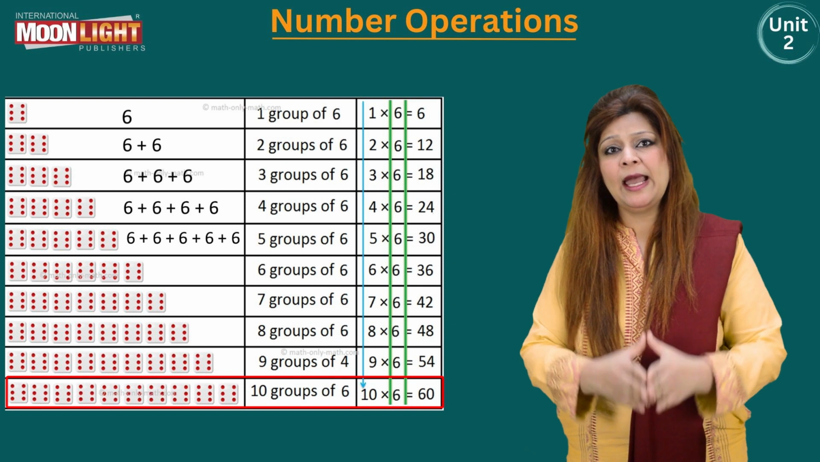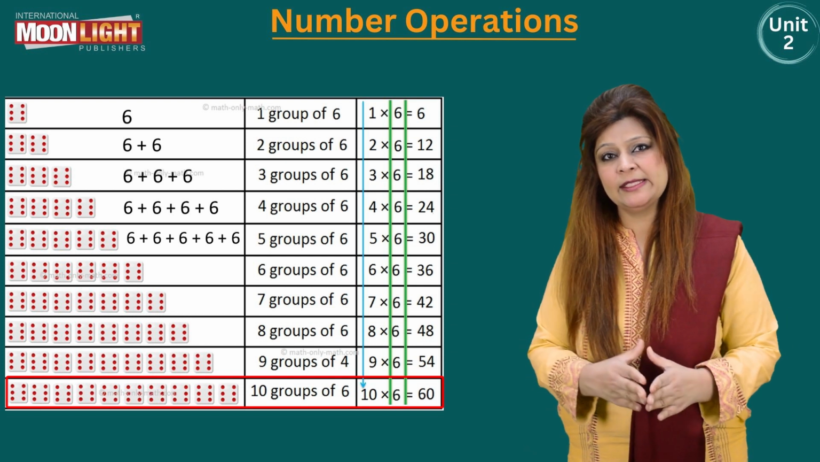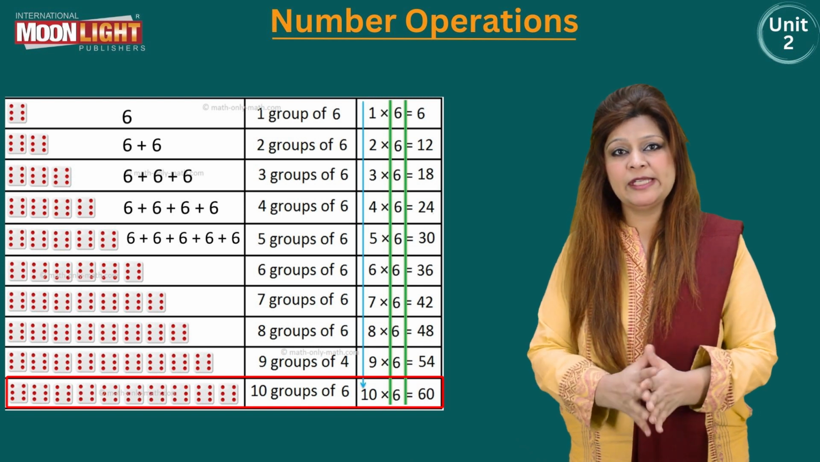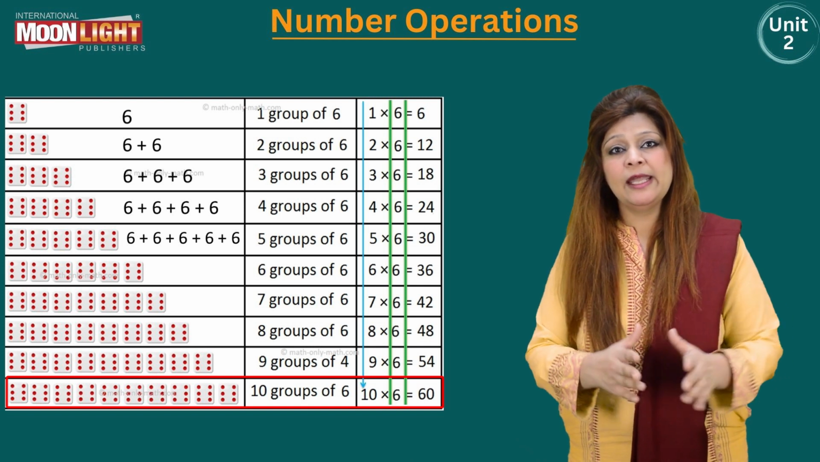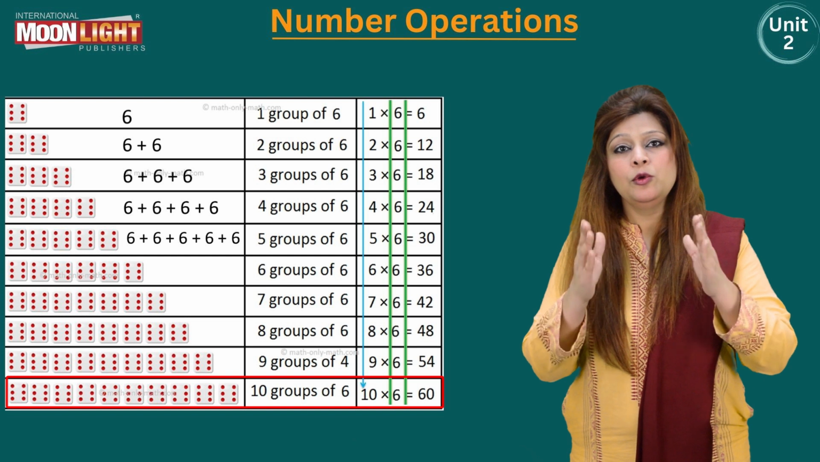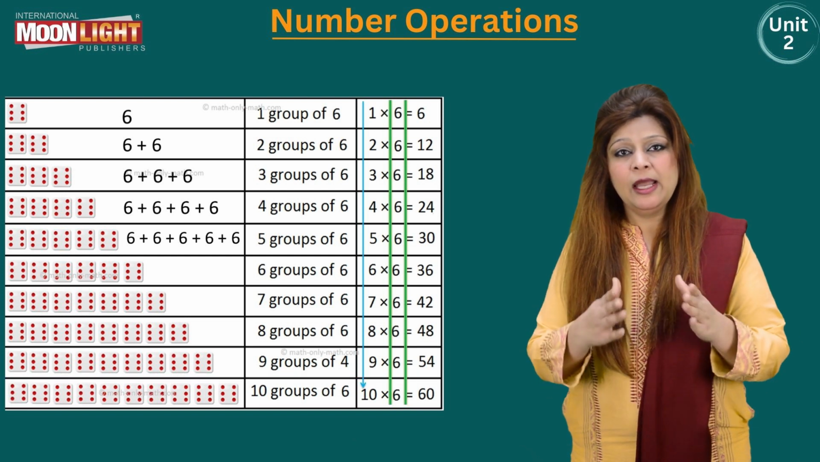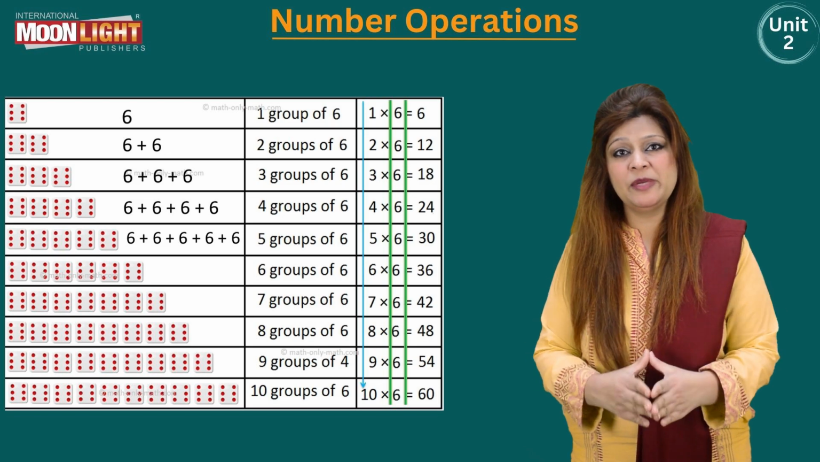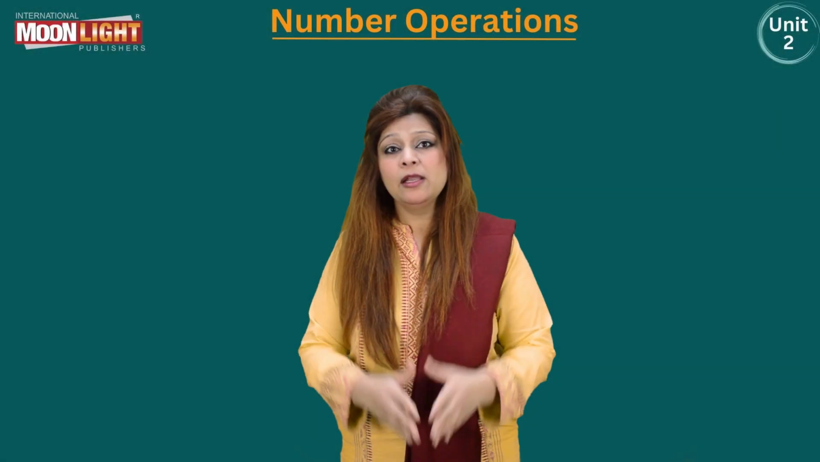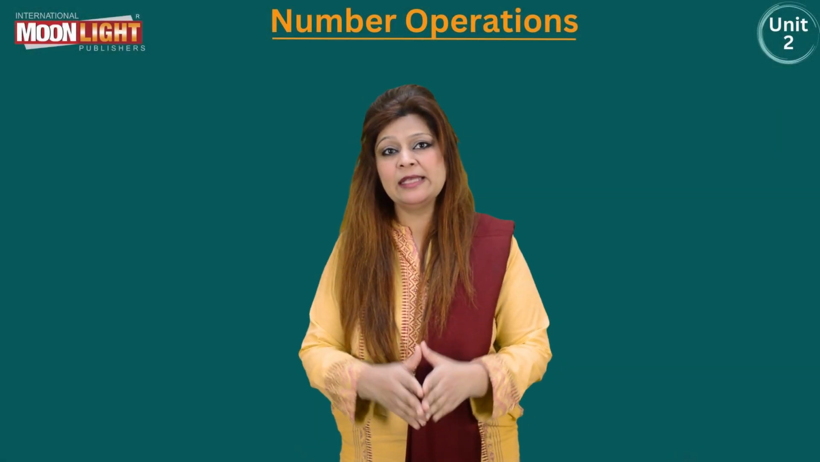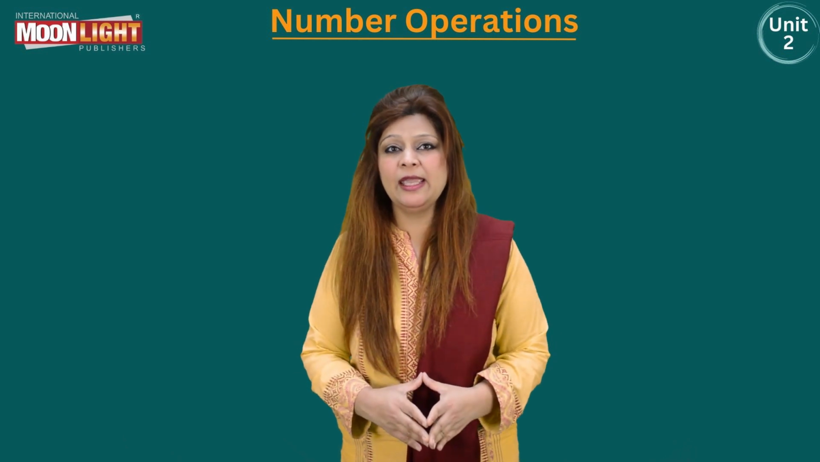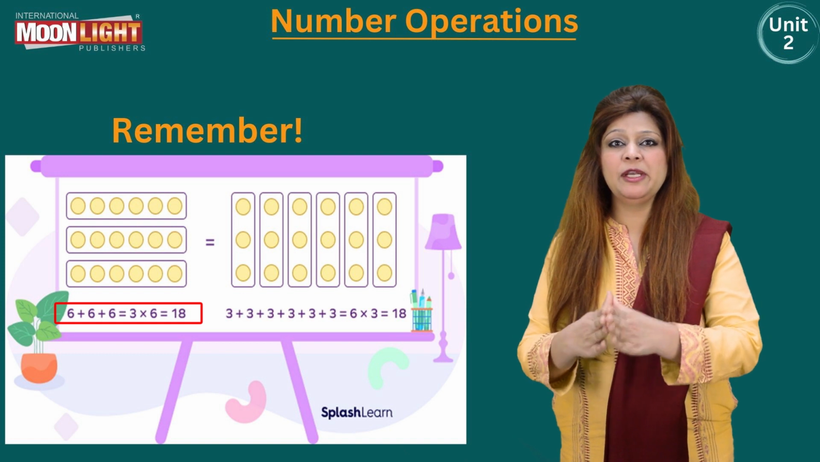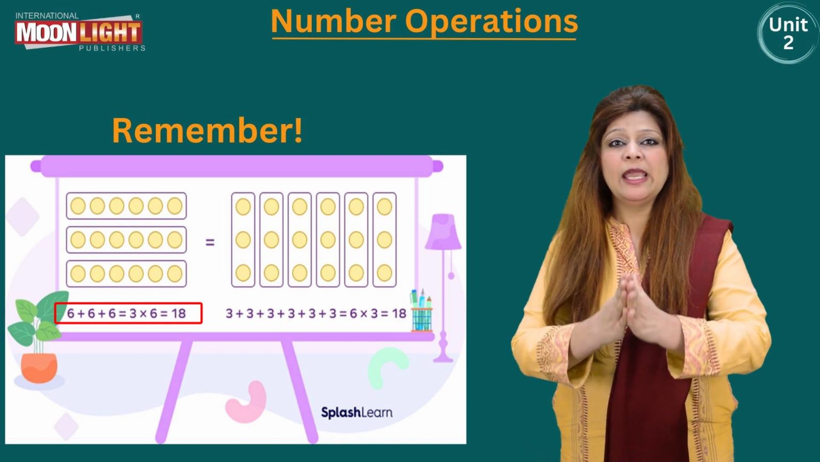Now this means that 10 into 6, or I can say that 6 into 10, is equal to 60, or in words I can say that 6 tens are 60. To recall the table again and again by repeating addition, so that the picture is clear to you, multiplication is the same as adding the same number again and again. 6 plus 6 plus 6 is equal to 3 multiplied by 6, which is equal to 18.